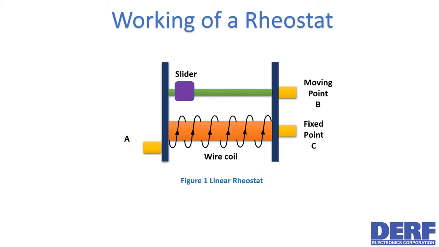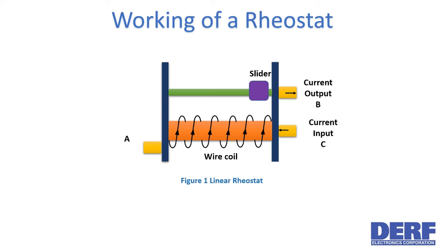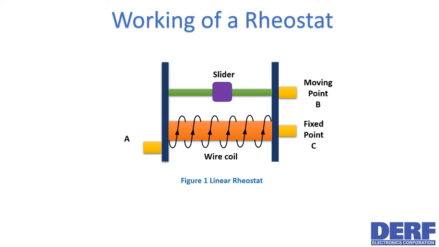Now let's look at the second case where we use the fixed point C and the moving point B. In this case, when you move the slider close to point C, the rheostat would offer minimum resistance and maximum current flow through the circuit. Likewise, when the slider is moved closer to point A, the rheostat would offer maximum resistance and minimum current flow through the circuit. So that's how a linear rheostat works.